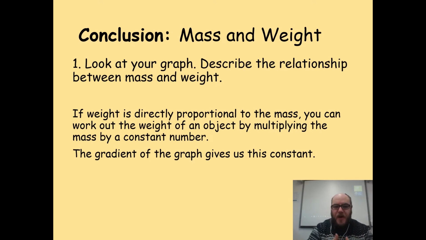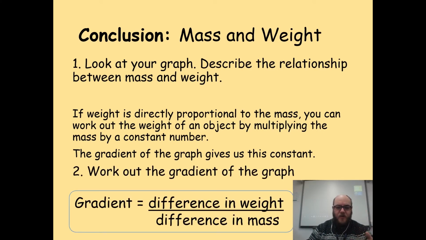So you can work out the weight of an object by multiplying the mass by a constant number. So the gradient of the graph gives you that constant. So you can work out the gradient of your graph: the difference in your weight divided by the difference in the mass, and that will give you the slope of that graph.